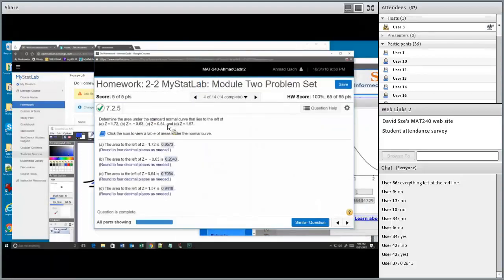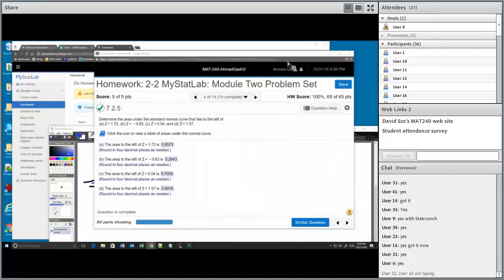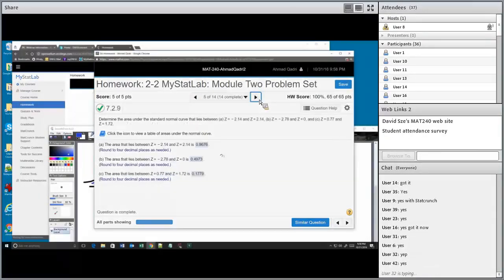Okay, so the rest of these two are exactly the same as the one we did. So my question to you now is, is this clear? Is this problem clear? Can you put these z values on the graph and then highlight the right region, left or right or whatever? Okay, great. How about that? Excellent. Okay, let's do another problem.